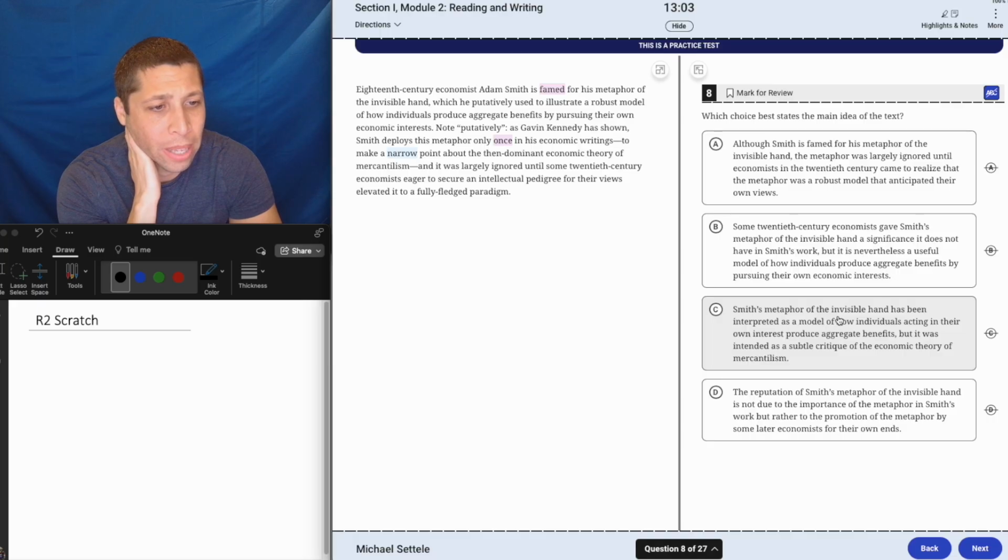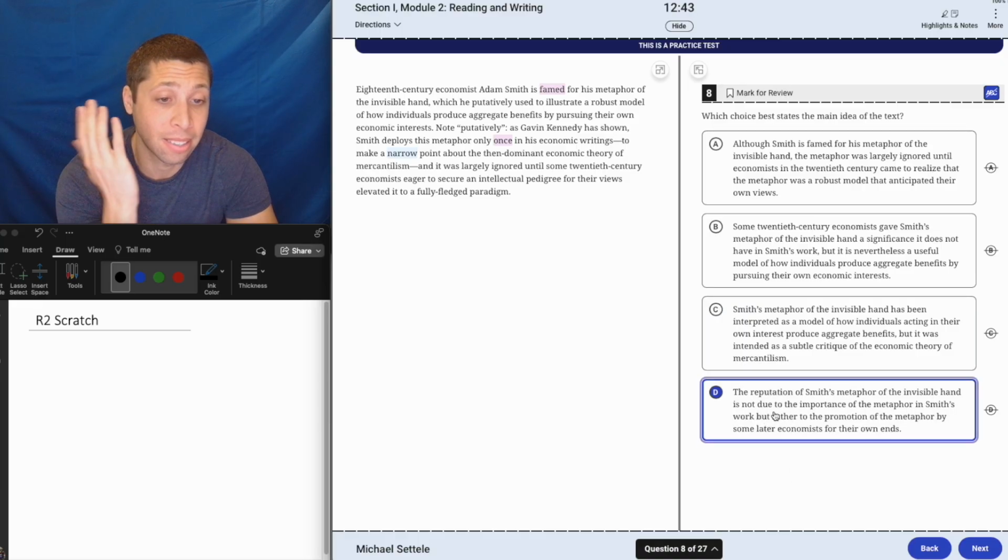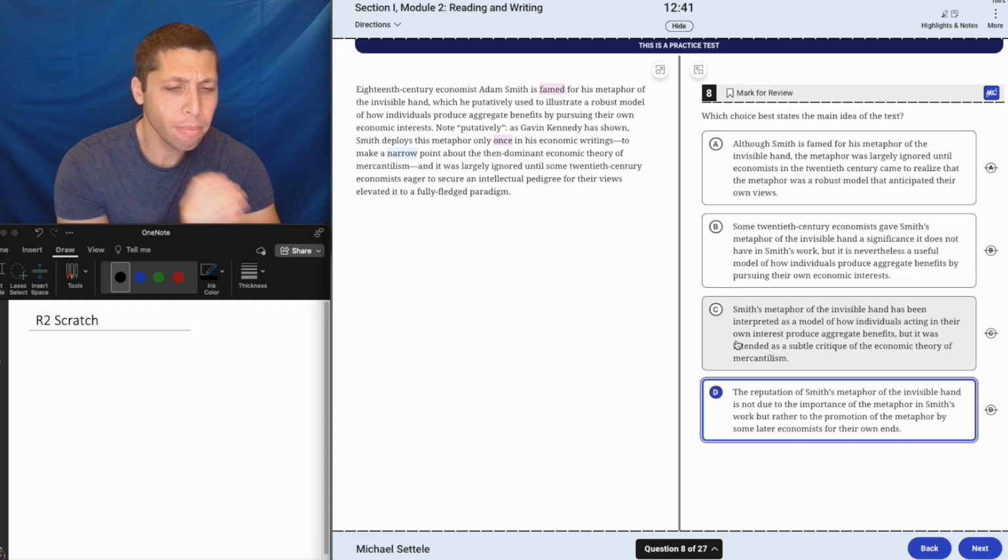Smith's metaphor of the invisible hand has been interpreted as a model of how individuals acting in their own interests produce aggregate benefits, but it was intended as a subtle critique of the economic theory of mercantilism. Okay. That sounds better. The reputation of Smith's metaphor of the invisible hand is not due to the importance of the metaphor in Smith's work, but rather to the promotion of the metaphor by some later accounts of their own ends. That's even better. So then what's wrong with C?